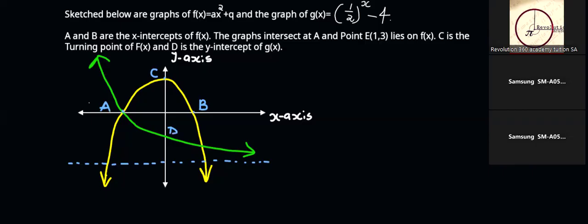And then this one is the graph of g of x. Let me try to write it neatly. So this is the graph of g of x. The green graph is g of x. It's an exponential function. And then the yellow graph is the graph of f of x. It's a parabolic function.